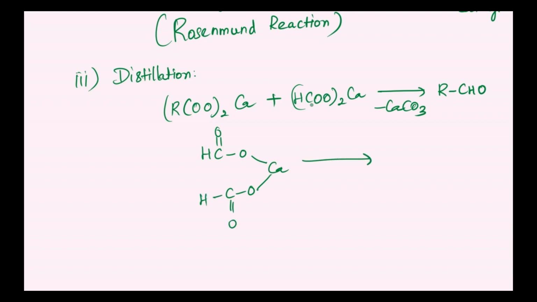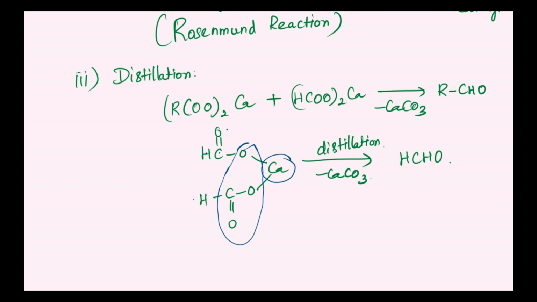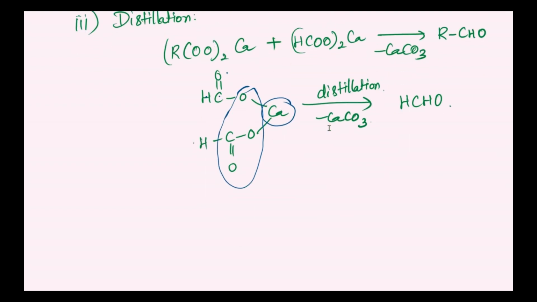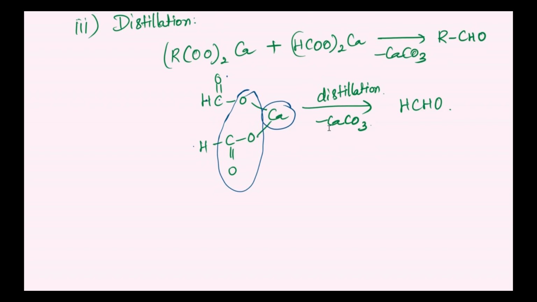I'm taking 2 moles of the same calcium salt, doing the distillation. Same thing happens over here with the elimination of calcium carbonate. If calcium carbonate is getting eliminated, for example, with calcium and 3 oxygens removed, what will be remaining? HCHO. That is the product, HCHO. Just eliminate the calcium carbonate and write the remaining product. You can take any groups; instead of R, you can put any groups.